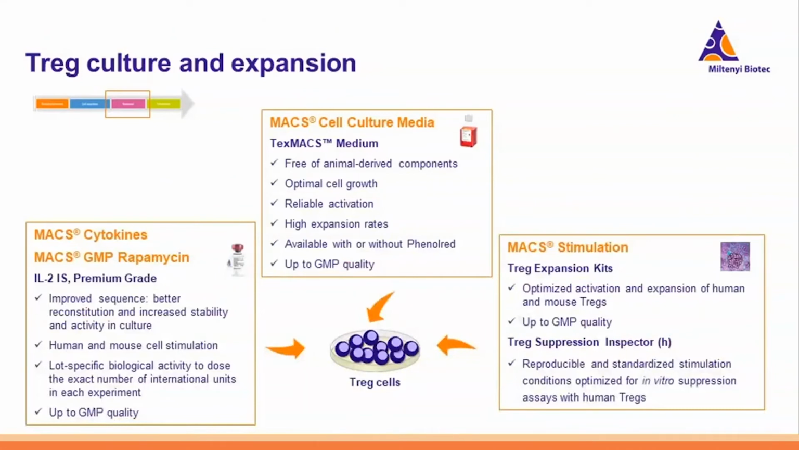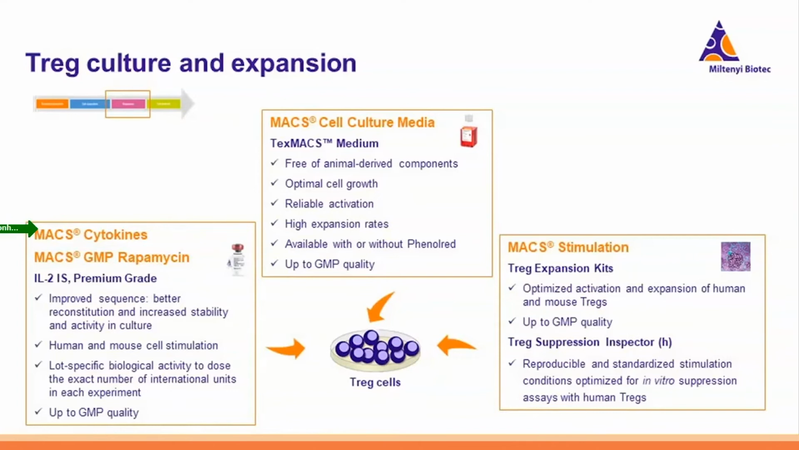Okay, after isolation of the Tregs, many of you might need to expand your cells. And for efficient culturing and expansion of your isolated Tregs, you need to consider three main factors. The first one is cell culture medium. I just use the pointer here. We suggest you to use the TexMax, our dedicated T cell medium, which is free of animal-derived components and lots of other characteristics that you can benefit from. The second one is the cytokines.